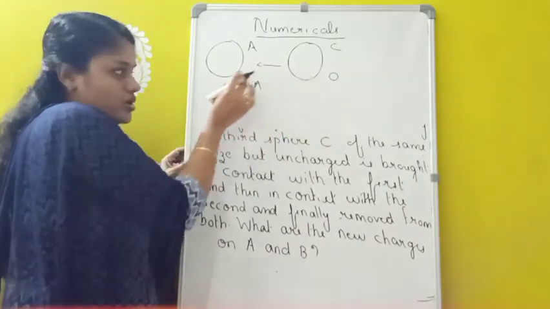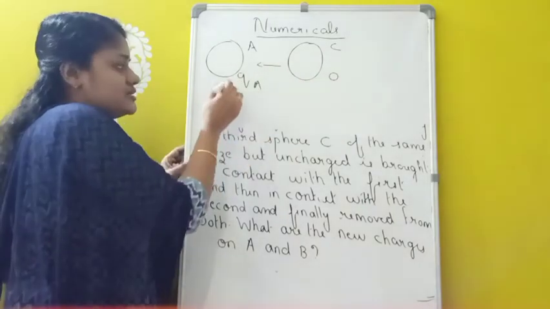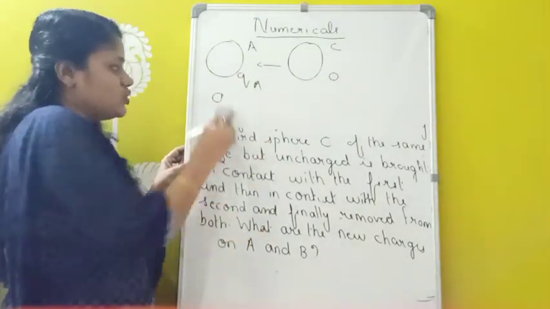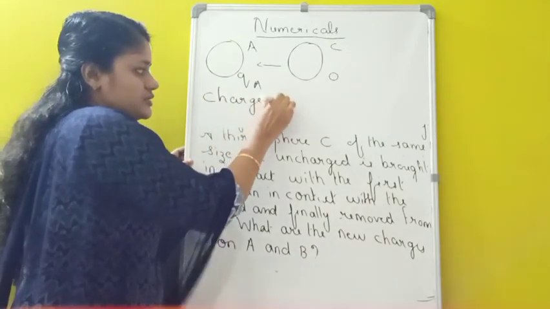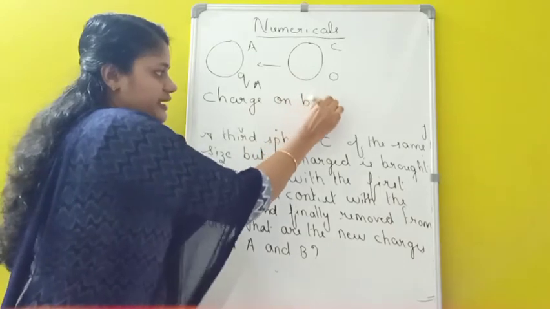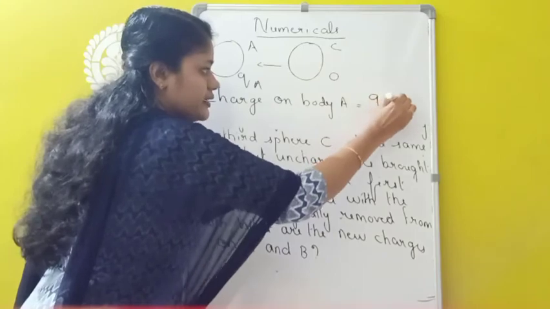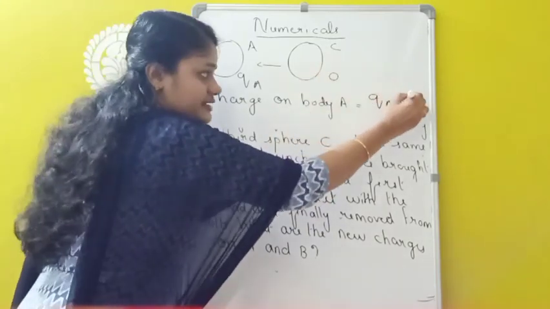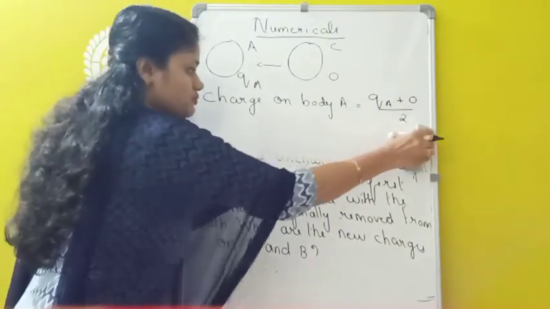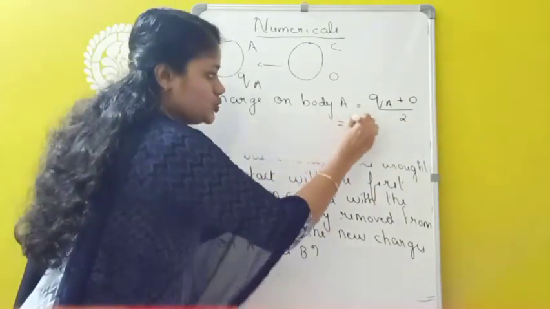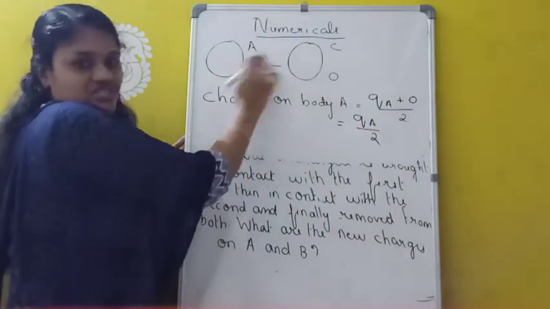Now the new charge. When C is brought in contact with this charged body A, the charge will be shared. That means the charge on body A equals, how will you find it? QA plus the charge of body C, which is 0, divided by 2. That means the answer is QA by 2. So QA by 2 is the charge of body A after sharing.